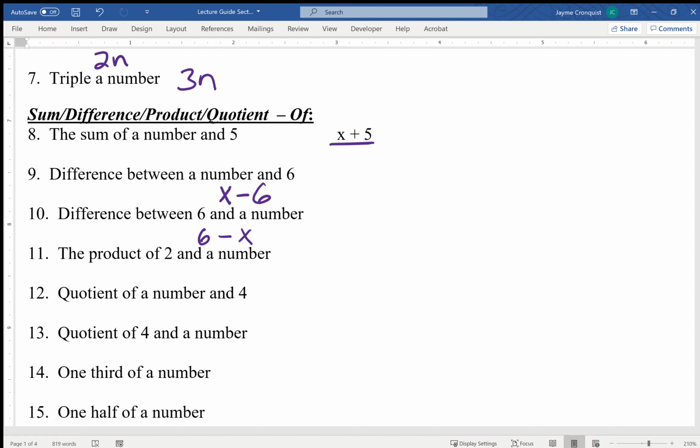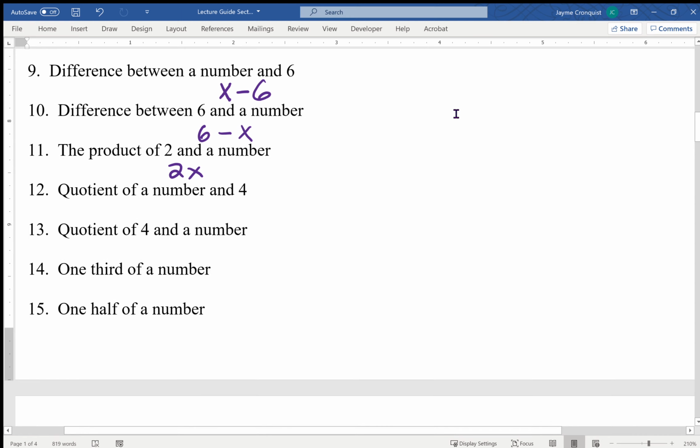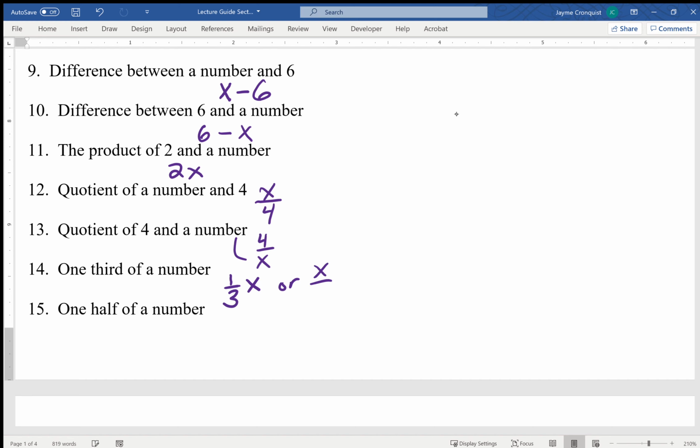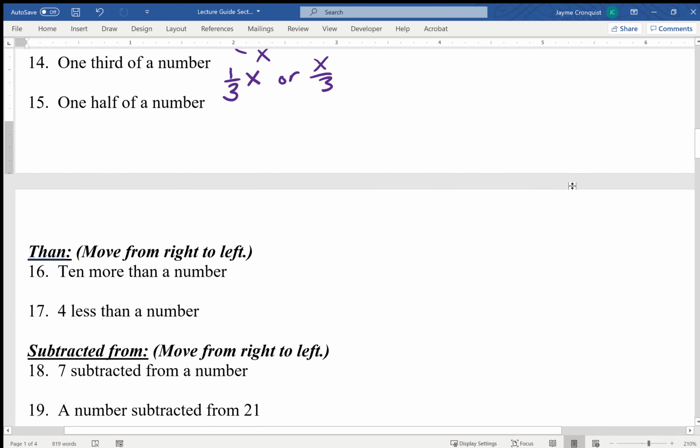All right, the product of 2 and a number. Product is multiplication. The quotient of a number and 4. Quotient is division. Quotient of 4 and a number. 1/3 of a number. Or you could write this as x over 3. 1/2 of a number. Again, you could write it as x over 2. All right.